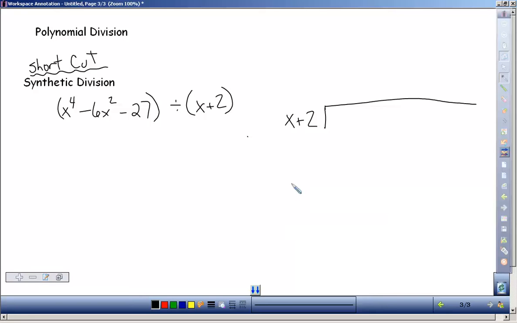However, because some of these problems we're going to have to do division several times, having a shortcut and a quicker way to do things is actually a great idea. If I were going to divide a problem such as this using long division, I would say, okay, I'm dividing x plus 2 into x to the fourth minus 6x squared minus 27.